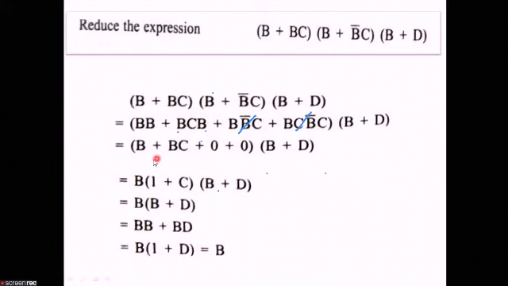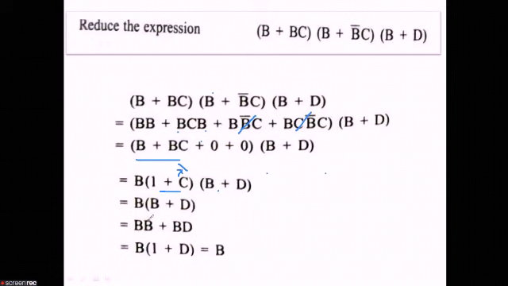Now from this expression, we can take the factors, taking B as common: B into 1 plus C, then into B plus D within brackets. So this one is again equal to what? It is equal to 1. So again what we can write? B dot B plus D.